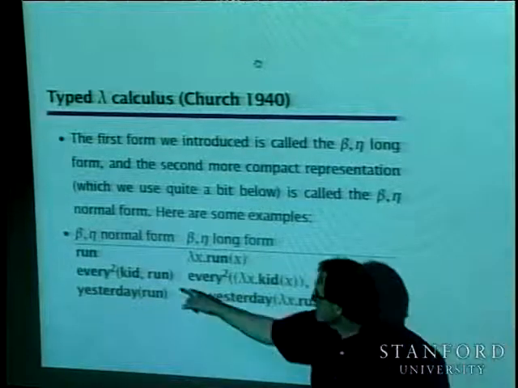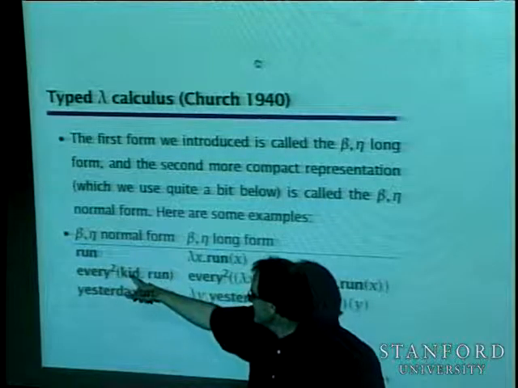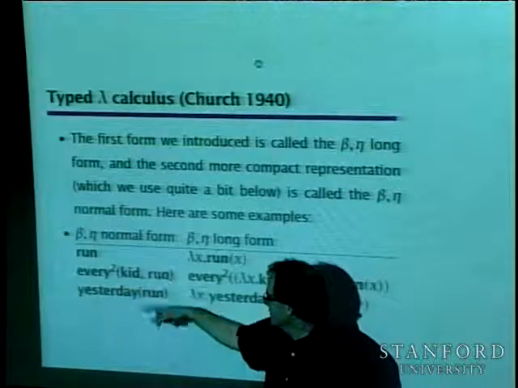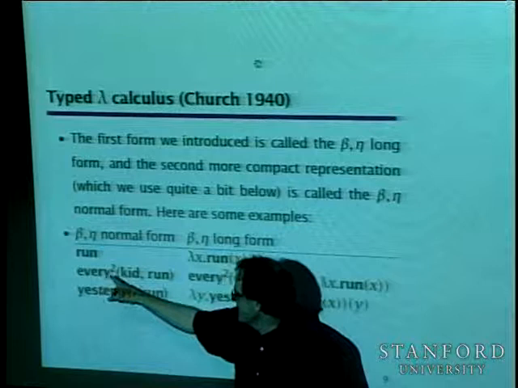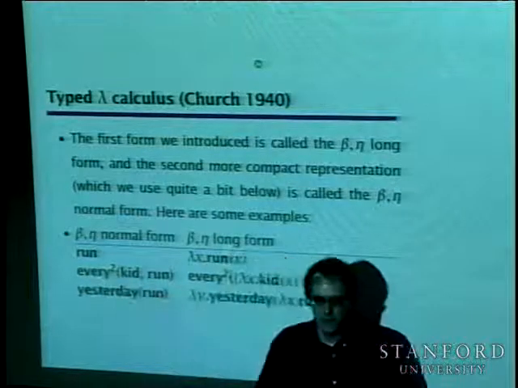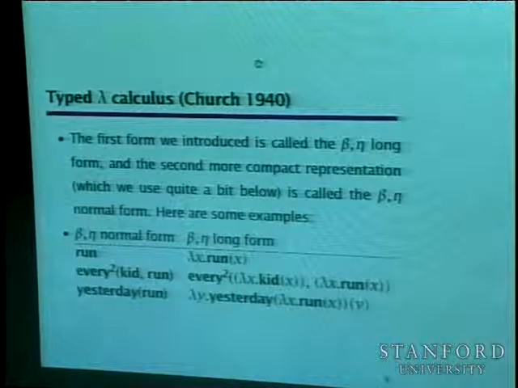But actually, we can just write it out in the short form like this, because kid is a property, a function from individuals to booleans. Run is a function from individuals to boolean. And the generalized determiner every is then a function that takes two properties and returns a boolean as to whether it holds. And so we can write it out in this shorter form.